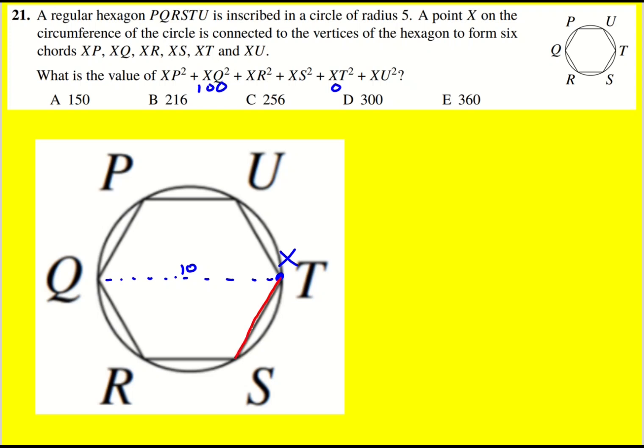Then I've got XS. Well, because the circle has radius 5 and a hexagon can be split into 6 equilateral triangles, then the length of the sides of the hexagon are also 5, which means when I square it and get XS, I'm going to get 25. And the same is true for XU. This just leaves XR and XP, which will be exactly the same.